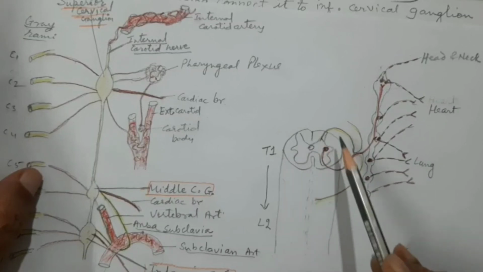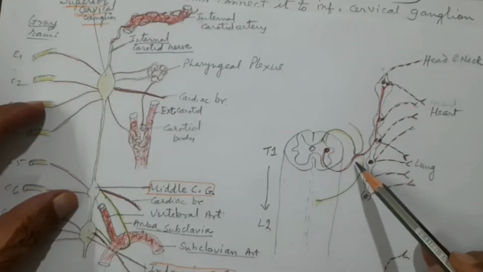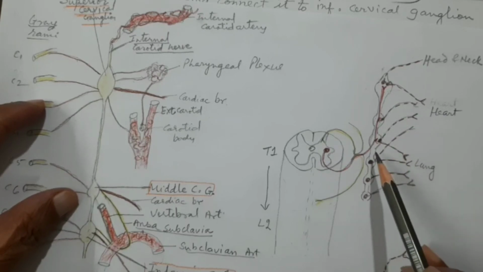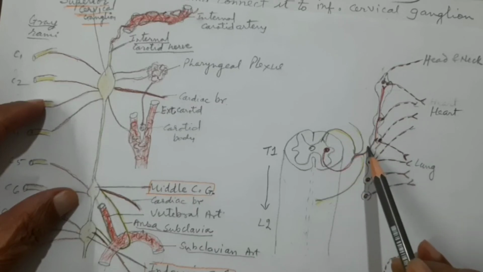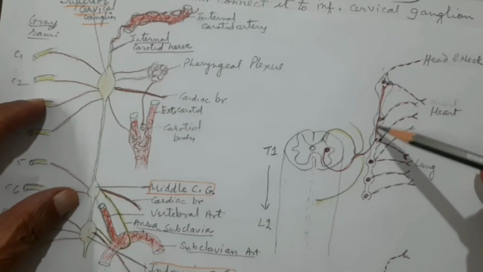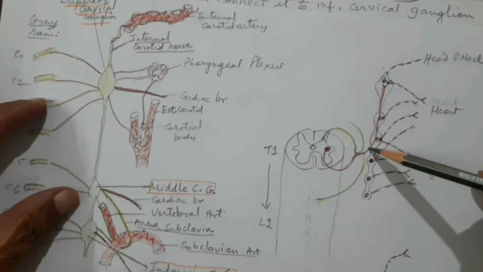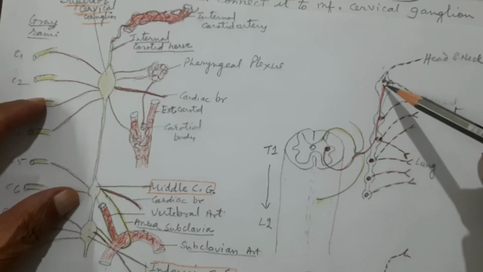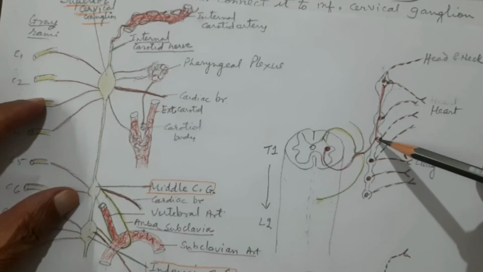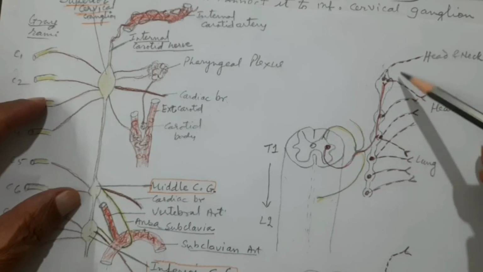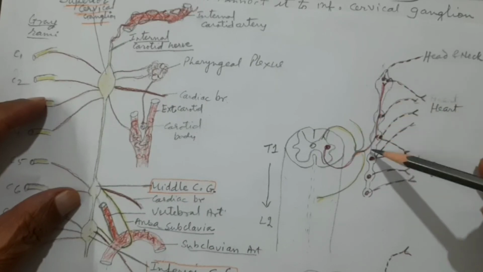See, this is the T1 part of the spinal cord, and from here only the fibers have started going inside the sympathetic chain. So if the sympathetic trunk or chain is cut just above the level of T1, that means none of the fibers are going into the cervical sympathetic chain, the superior, middle and inferior ganglion, where the postganglionic neurons will not get the preganglionic fibers to synapse. So there will be no innervation from these three cervical ganglia.